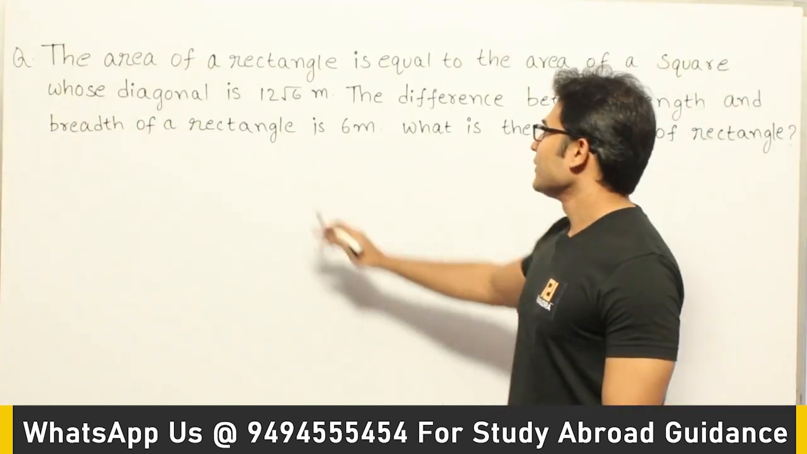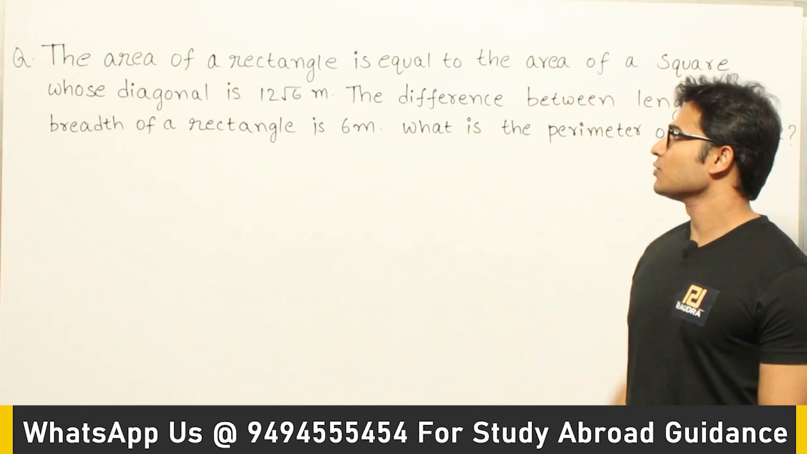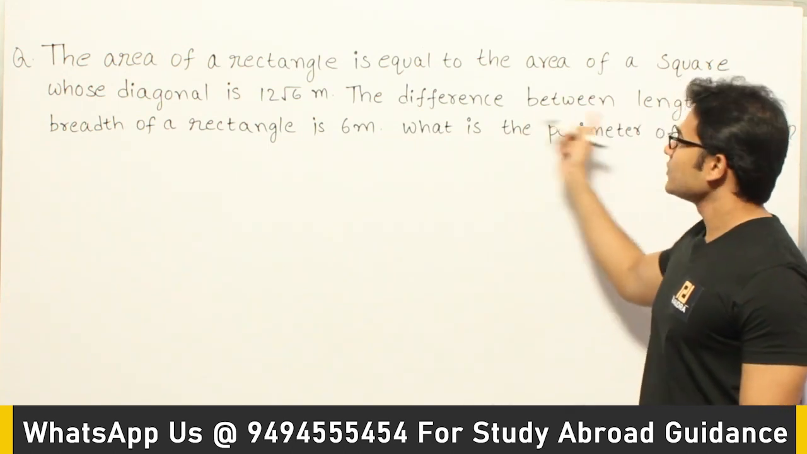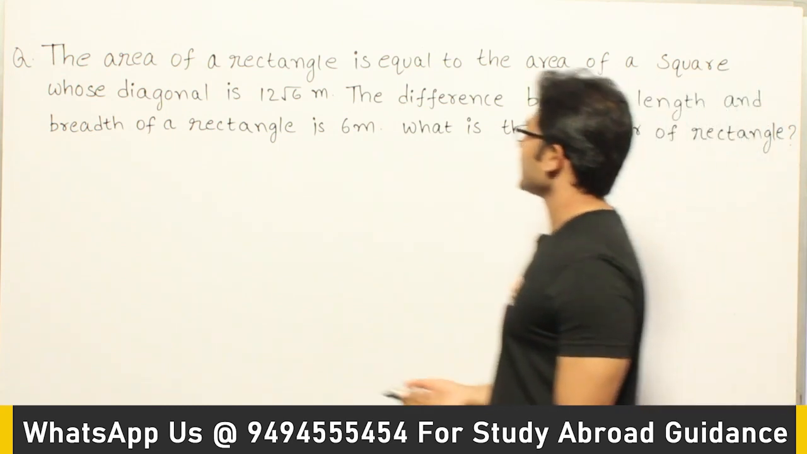Let's see this question. The area of a rectangle is equal to the area of a square whose diagonal is 12 root 6 meters. The difference between the length and breadth of the rectangle is 6 meters. Then what is the perimeter of the rectangle?